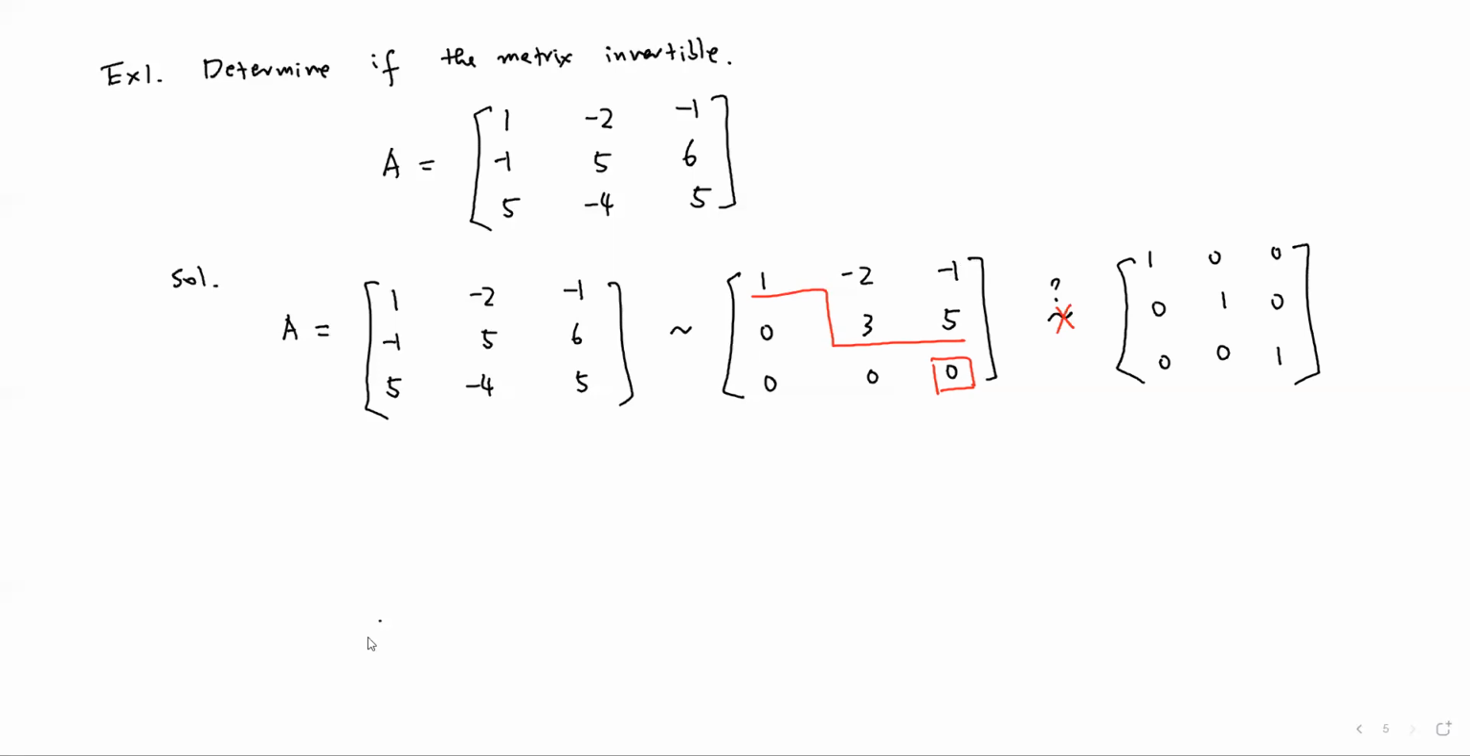So the conclusion: because we cannot reduce A to the identity matrix, A is not invertible. This matrix has no inverse. So done. Example 2. Let me change the matrix A a little bit. Let me change this number from 5 to 4. Then the matrix has an inverse.